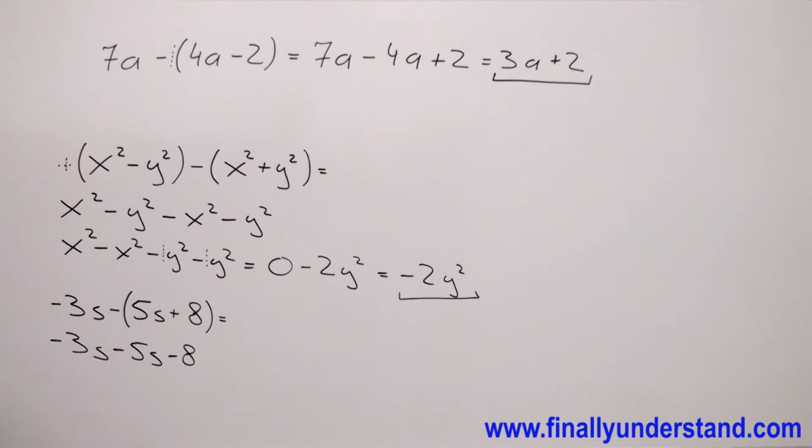Next, I have to combine the like terms. I have minus 3s and minus 5s. These two terms are like terms. And because both of them are negative, I just add them up and keep the negative sign. So I'm going to have negative 8s minus 8. Okay, and this is the solution to my problem. Remember, I cannot combine these two terms because this 8 doesn't have s.